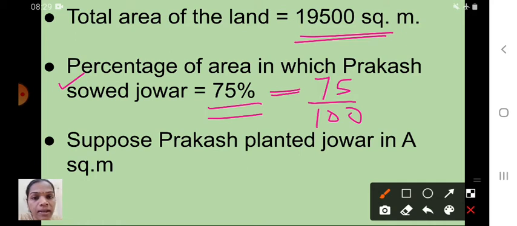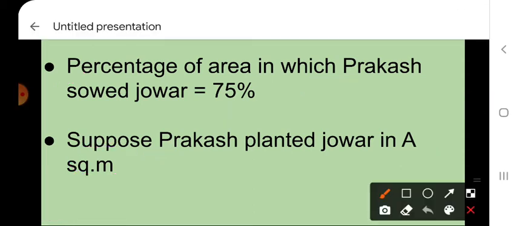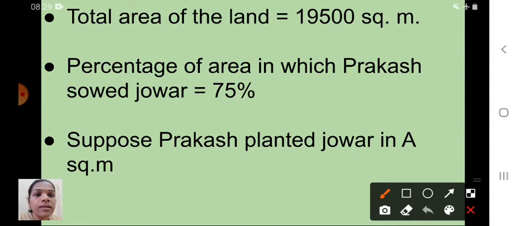While making that equation, which one do we have to find? Suppose Prakash planted Jowar in A square meter. So here A square meter, that is how much area he planted Jowar in, that we have to find. So that's why I have taken A square meter here. Now we have to make an equation. How to make the equation, I will tell here. Here the percentage is already given. So 75 upon 100.